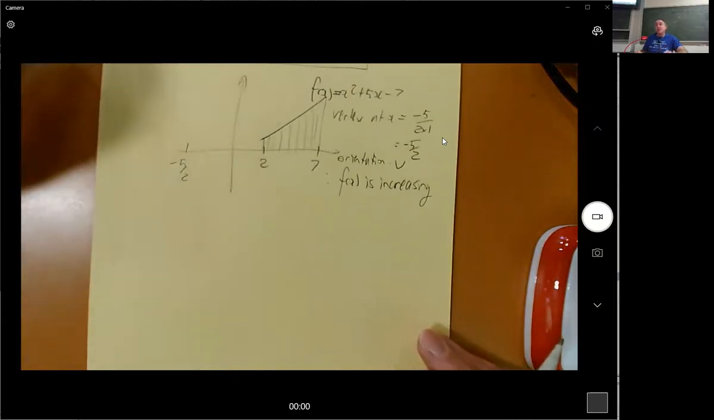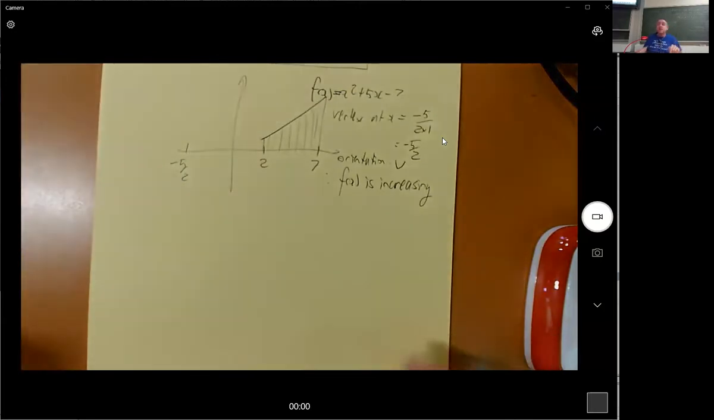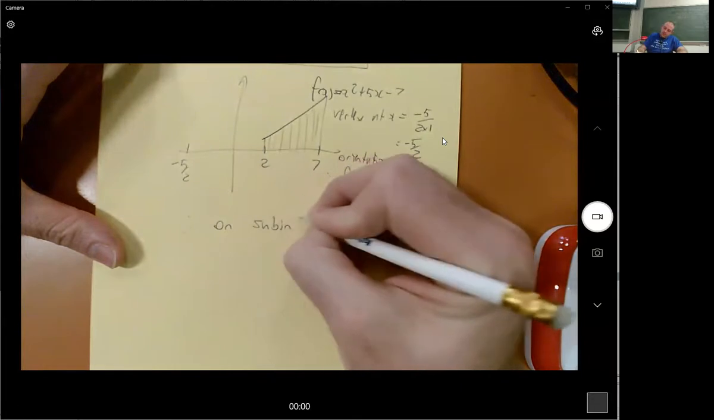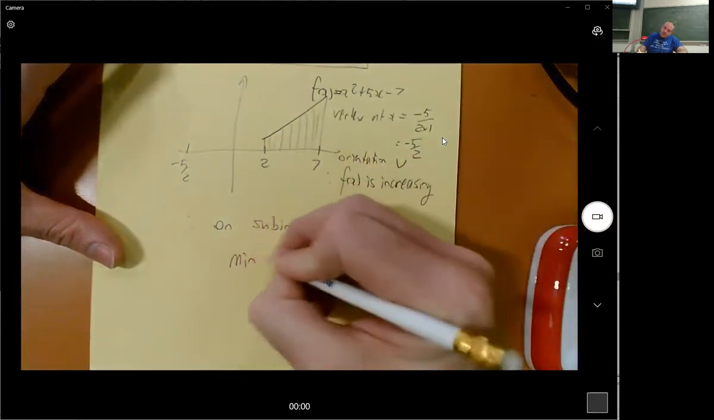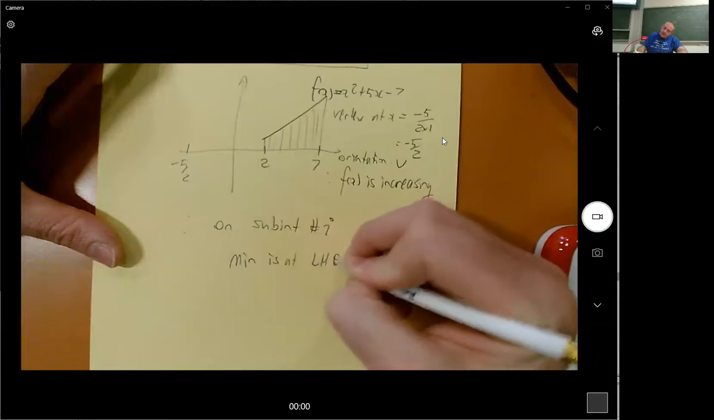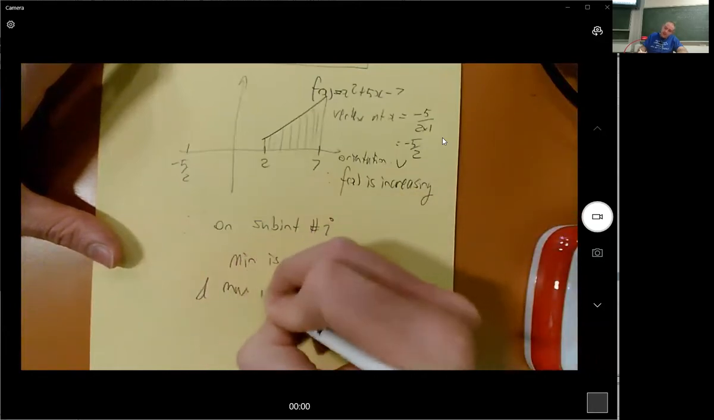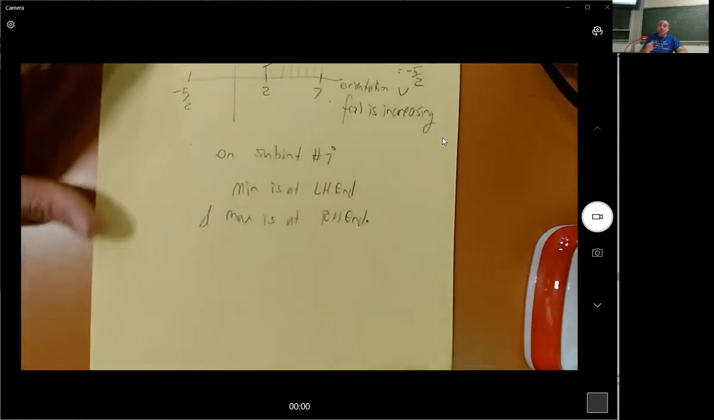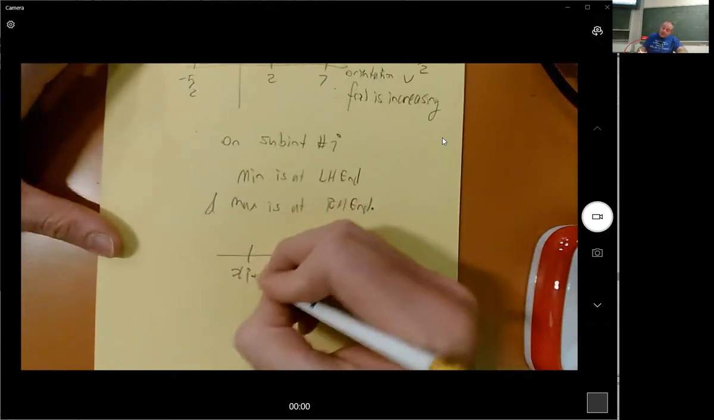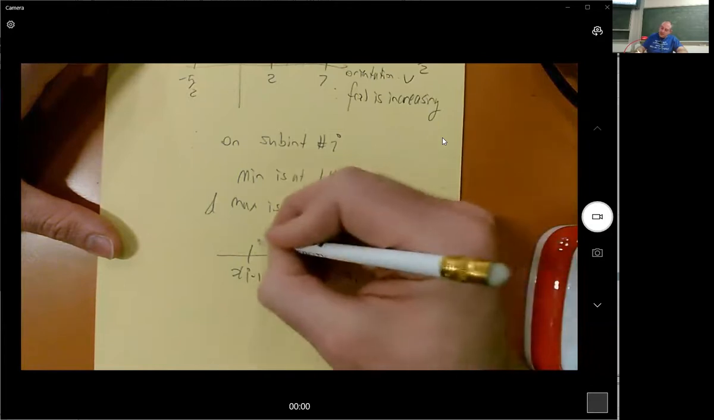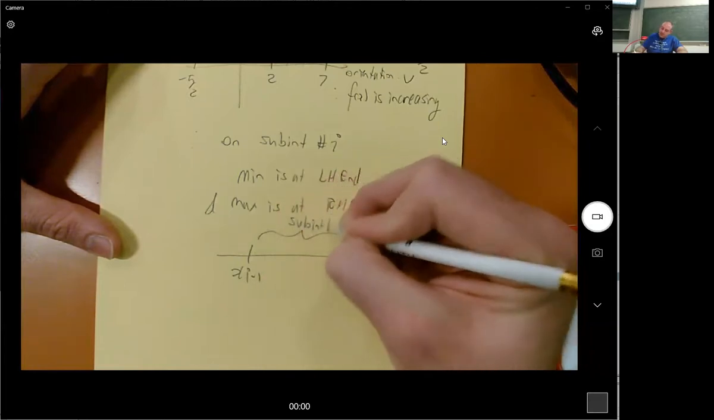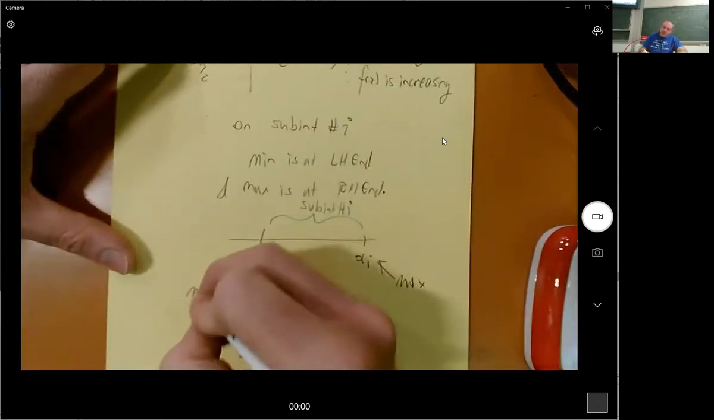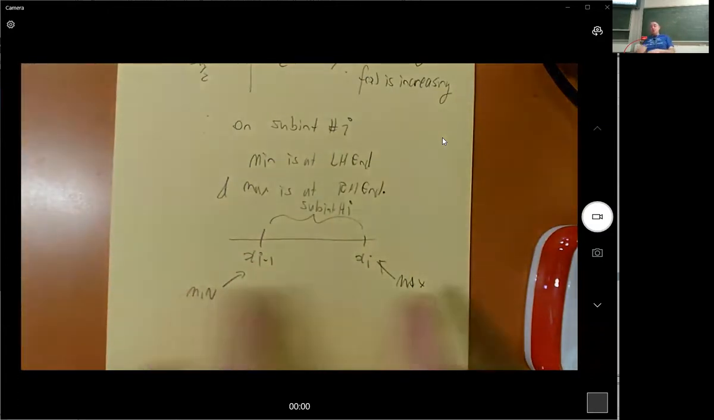So since my function is increasing on every interval, the minimum will be on the left-hand side and the maximum will be on the right-hand side. Therefore, on subinterval number i, the minimum is at the left-hand end and the maximum is at the right-hand end. Awesome. Just as a little diagram for myself, here is x_(i-1), which is the left-hand end. Here is x_i. This is subinterval number i. And the maximum is here, and the minimum is here. But if it was a decreasing function, they would have been the other way around.